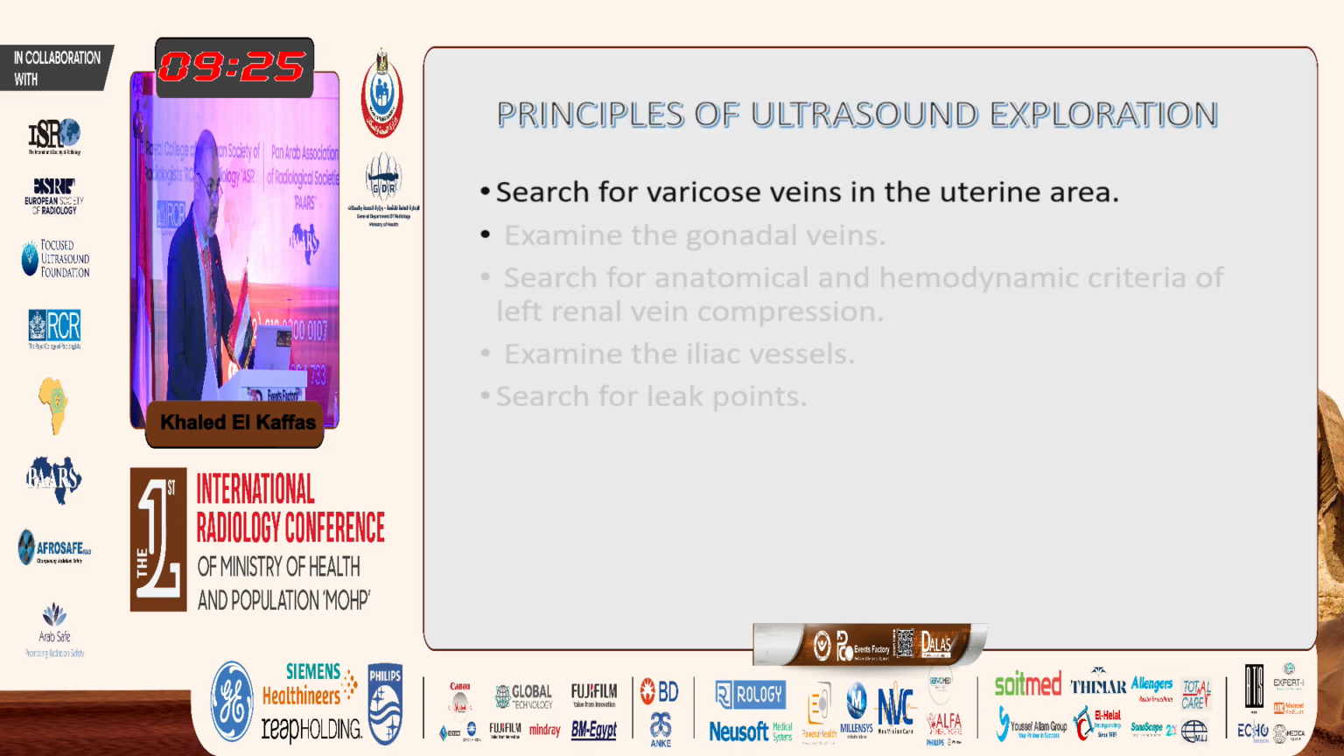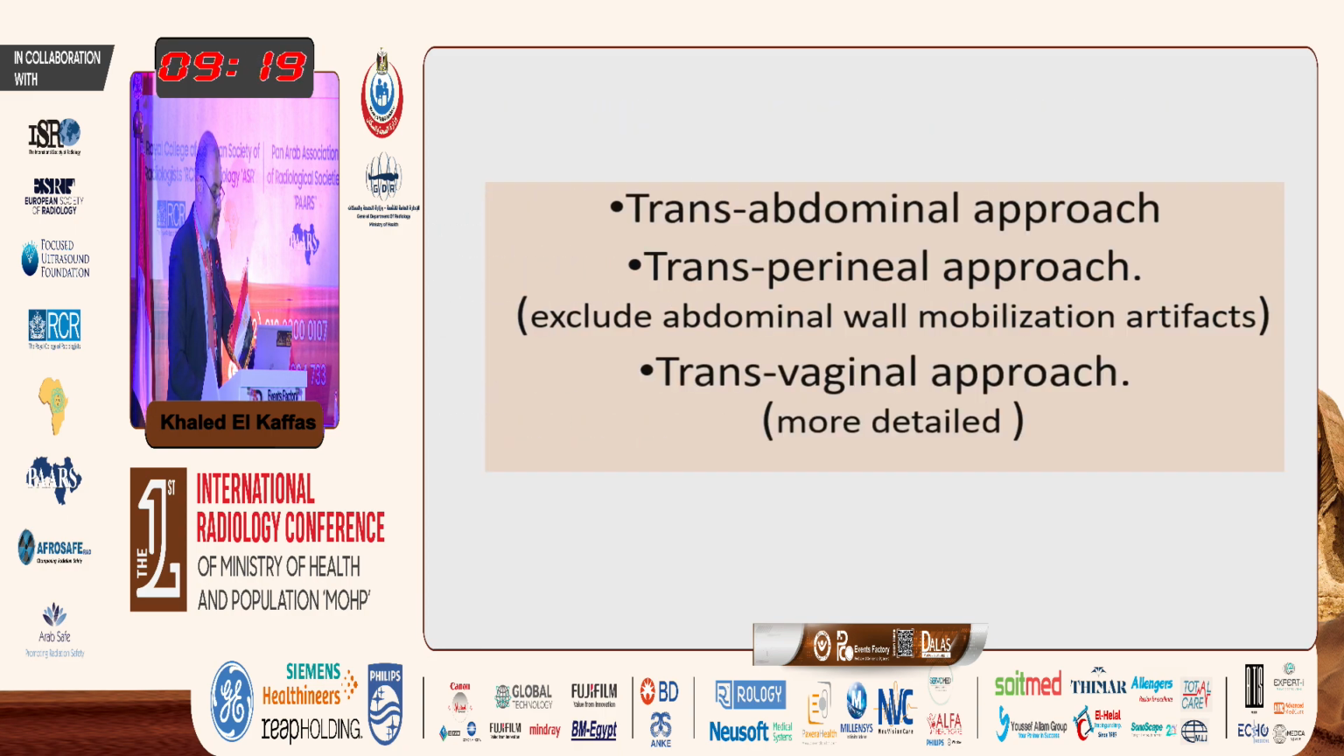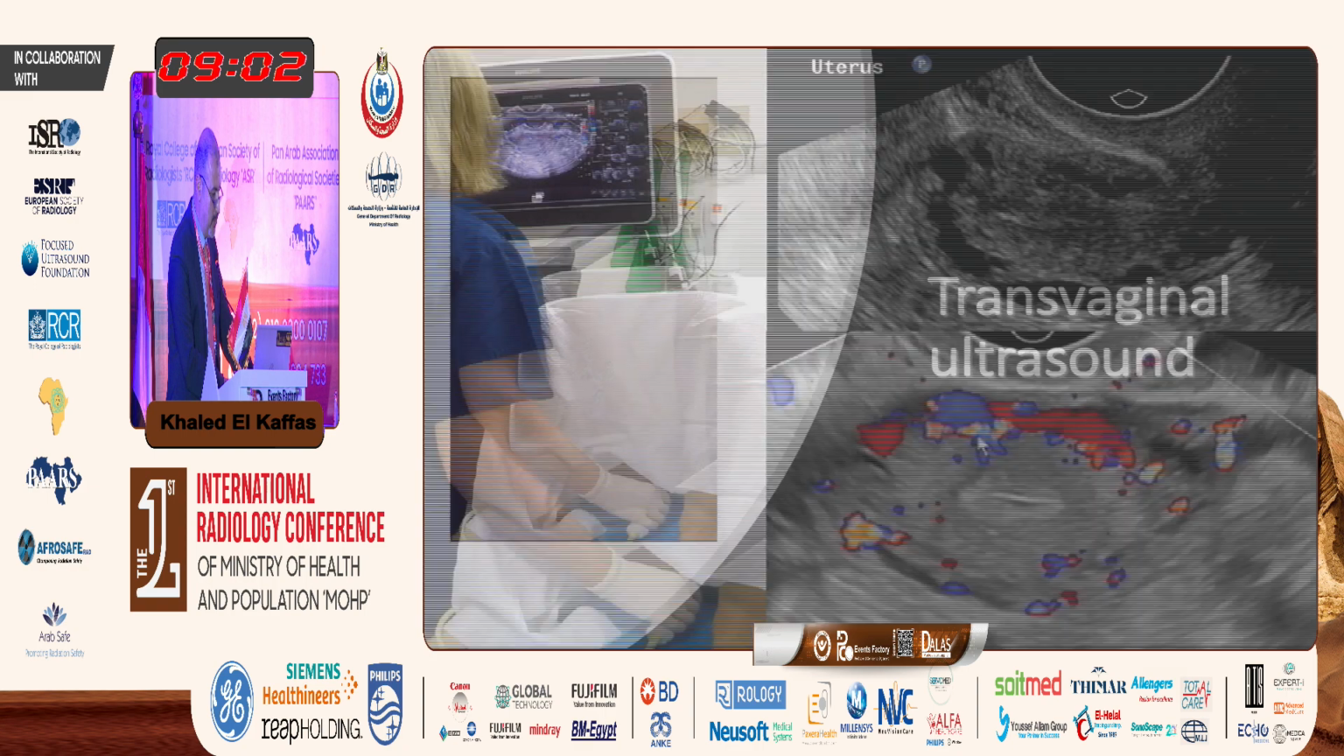So let's start with examination. We will examine firstly the uterine area. We have different ways to explore this, either trans-abdominal or transperineal approach or transvaginal approach. The most accurate and detailed is the transvaginal approach, but maybe some of us have difficulties in doing this procedure with other patients. Let's start with transvaginal ultrasound.